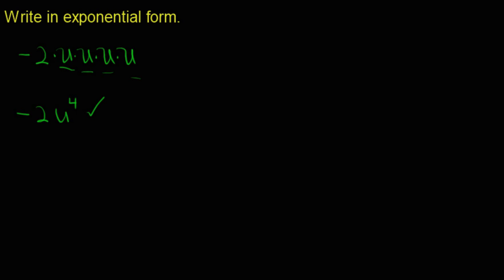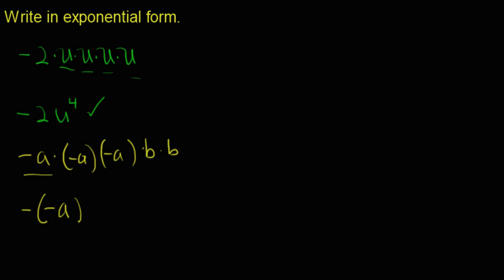Let's look at another example. Feel free to pause video. I have negative a times negative a times negative a times b times b. Okay, even though this a doesn't have parentheses, it's still the same as the other two. So that's going to give me negative a to the 3rd, b squared.